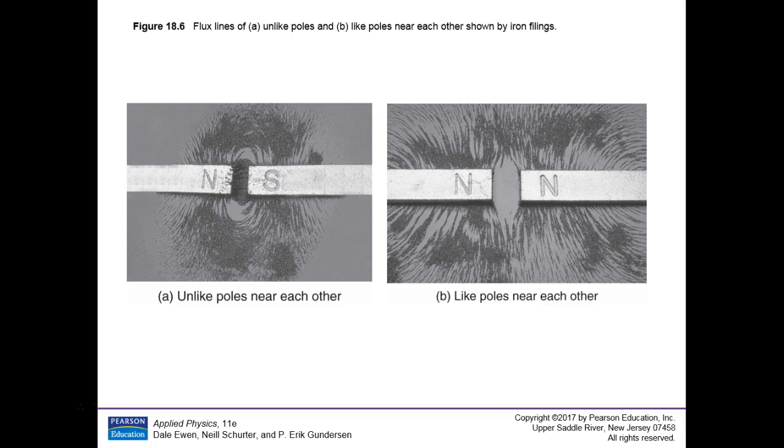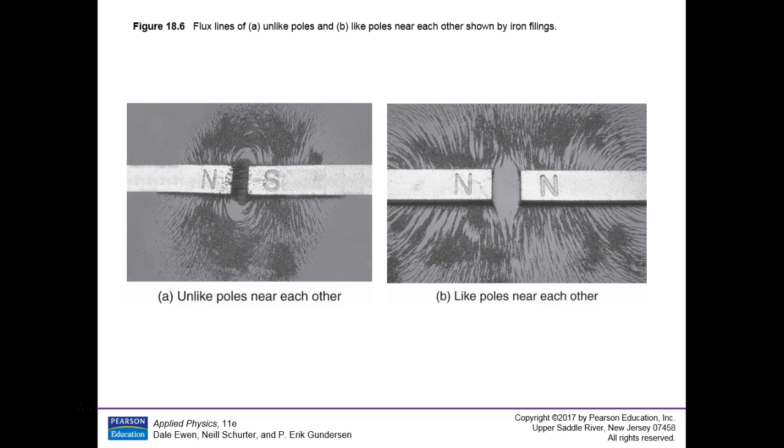If it attracted the north, guess what? That's the south. If it repelled the north, this is the north. Then I can flip it over and do the same thing, and you'll find that always works. Like poles repel each other, unlike poles attract each other. Okay? So that's a rule for magnetism. Okay? All right. Now, why is that?